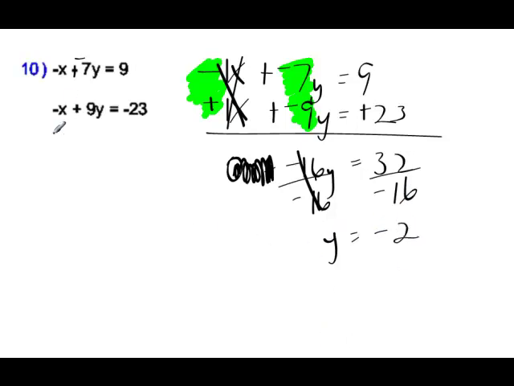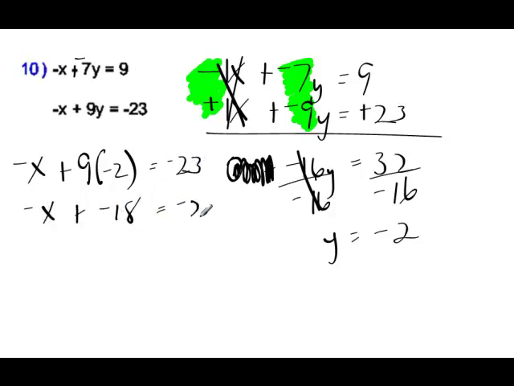Substitute. Okay, so let's just do the bottom. So I have negative x plus 9, and we know y is negative 2, equals 23. So negative x plus negative 18. And now we just solve this. This is a one-step equation, basically. Add 18 on both sides. They cancel. Negative x equals what? What is that? Come on, help me out. 5. Okay, oops.